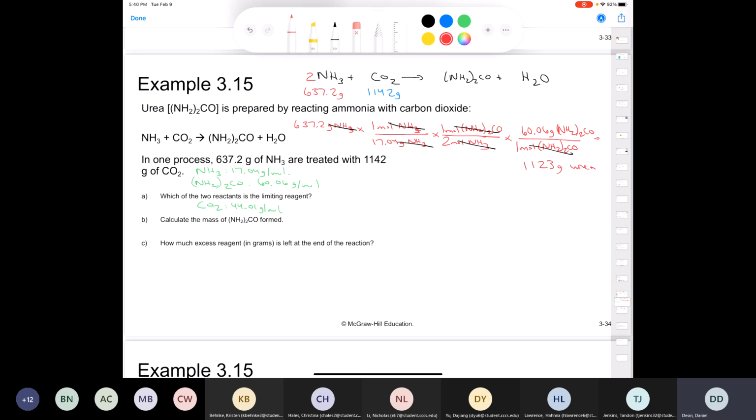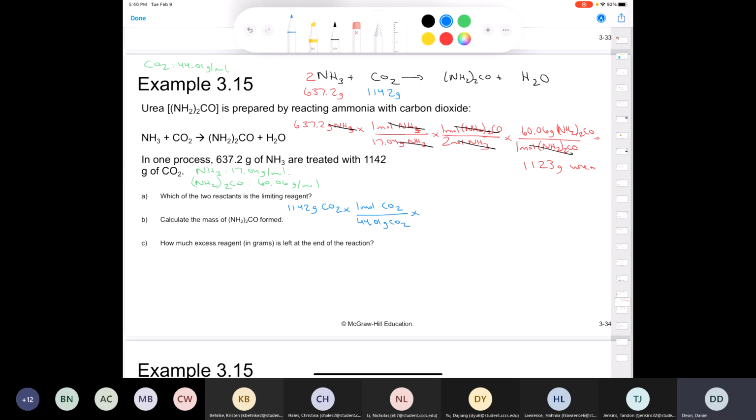Now we're going to do that entire set of calculations for the carbon dioxide. Let's do it in blue, color code it. I'm starting with 1,142 grams of carbon dioxide. I know that in 1 mole of carbon dioxide, I have 44.01 grams of carbon dioxide.